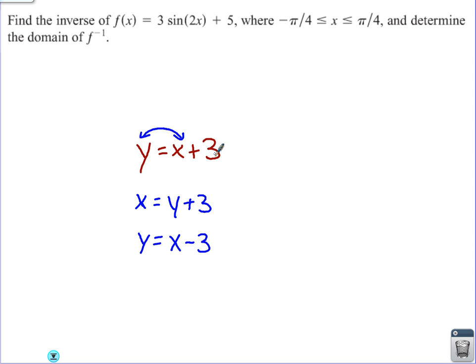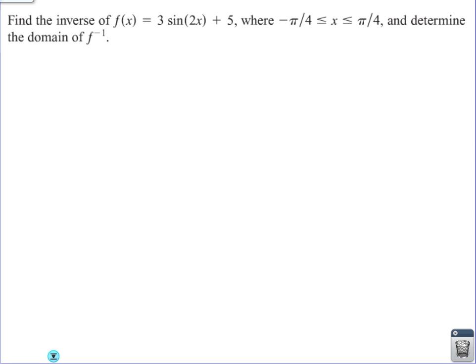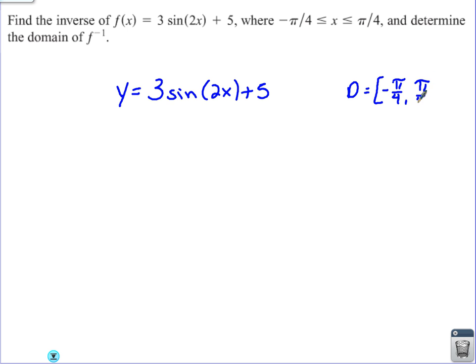Up here you put in a 1, you got 4. Down here you put in 4, you get 1. That's what inverses are. But again, to find inverses, you're simply switching your x and y. It's a little bit tougher here. Your original problem is y equals 3 times the sine of 2x plus 5, and it actually gives you where x is between negative pi over 4 and pi over 4. So it's giving you the domain here. Your domain is from negative pi over 4 to positive pi over 4. And it says, determine the domain of f inverse.